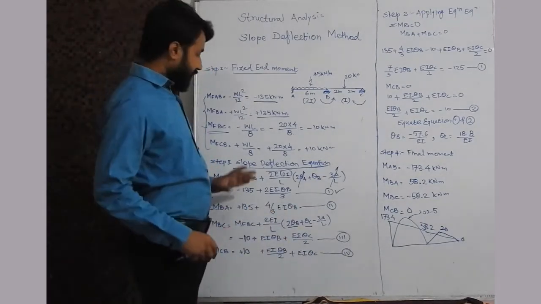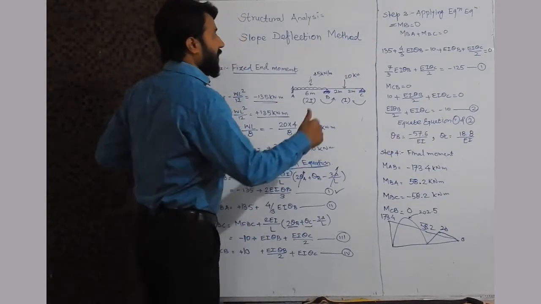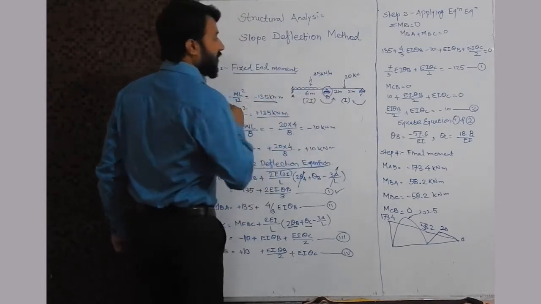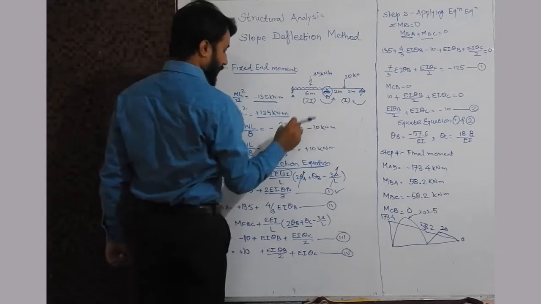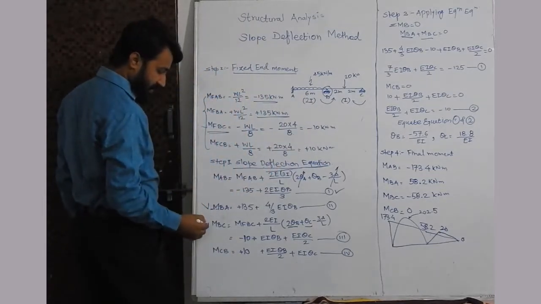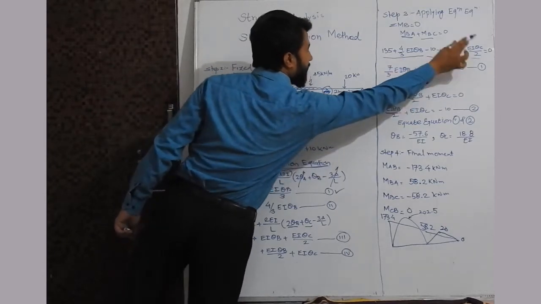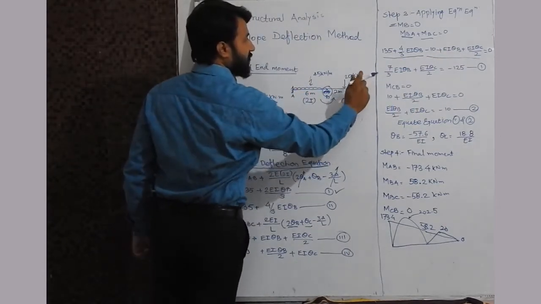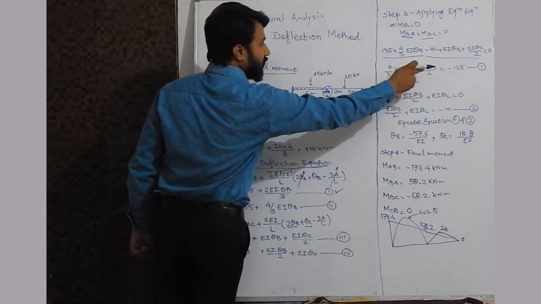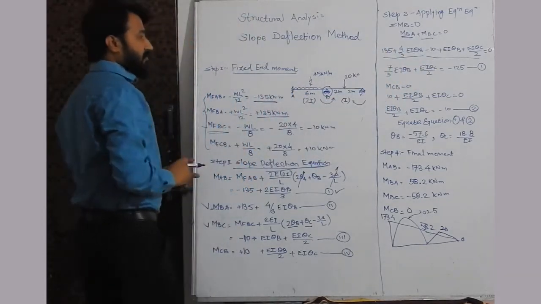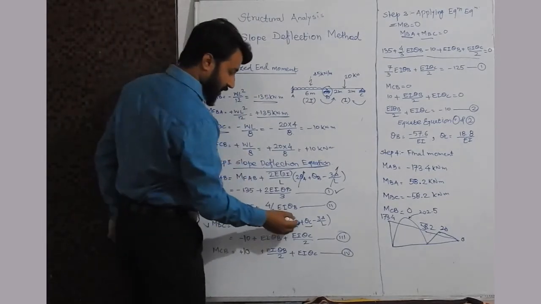Okay, so the third step is applying the equilibrium equation. We will apply the sum of moments at B equals 0. So MBA plus MBC equals 0. So we will put in the MBA moment and the MBC moment, equal to 0. After solving this, we will get equation number 1: 7 by 3 EI theta B plus EI theta C by 2 equals minus 125. Okay, so this is equation number 1. Now here in this case, there are two unknowns.